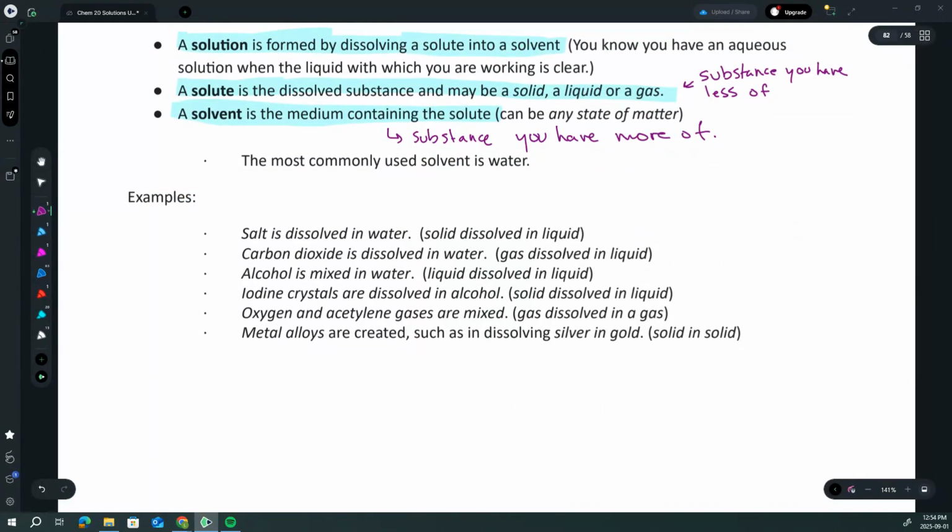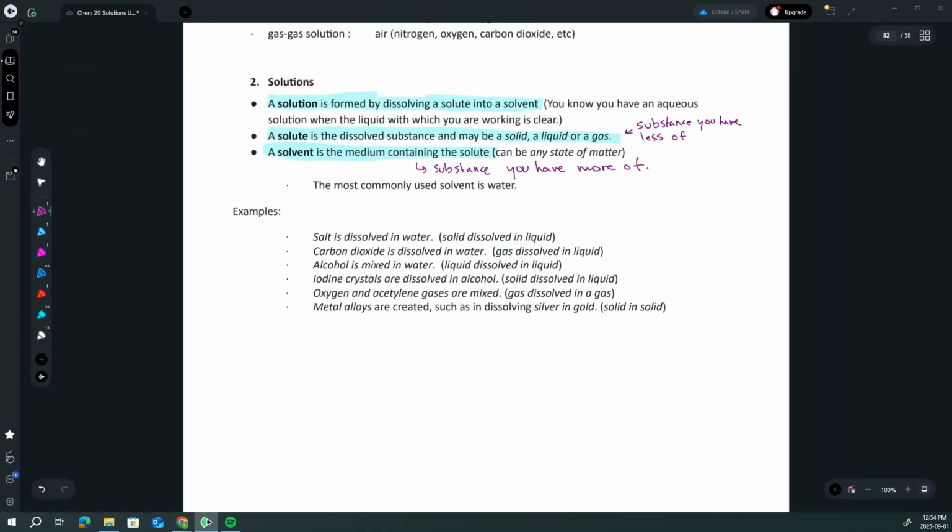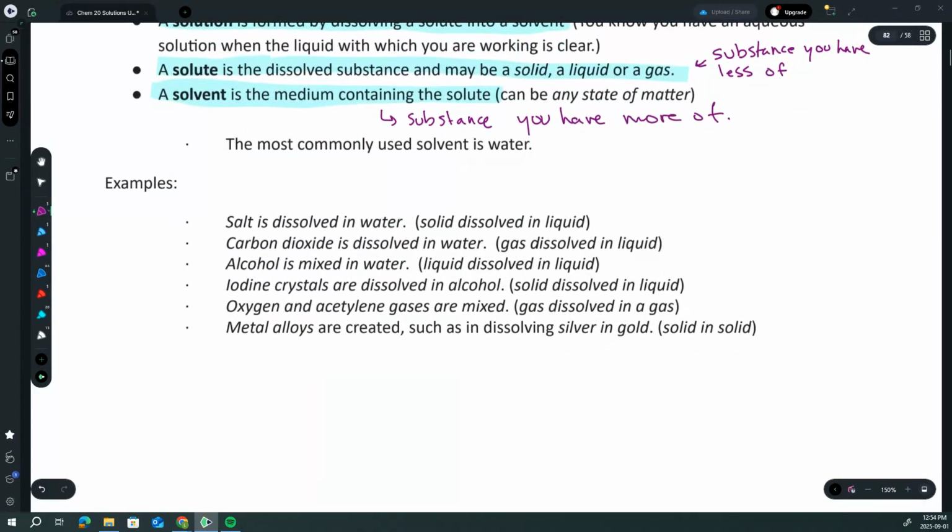Here are some more examples of different solutions. These are all homogeneous mixtures. You can't tell the different parts of them. This is just to prove that your solute, what you have less of, can be solid, liquid, or gas, and same with your solvent. Most often when we think of solutions, though, we think of things dissolved in water.